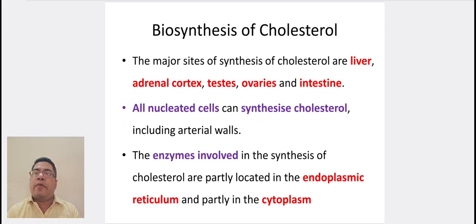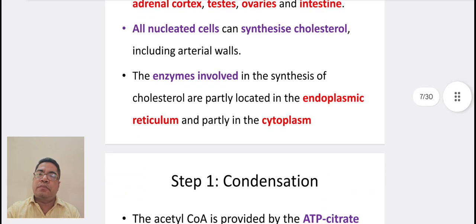Coming to biosynthesis of cholesterol. The major sites of synthesis of cholesterol are liver, adrenal cortex, testes, ovaries, and intestine. All nucleated cells can synthesize cholesterol, including arterial walls. Enzymes involved in the synthesis of cholesterol are partly located in the endoplasmic reticulum and partly in the cytoplasm.